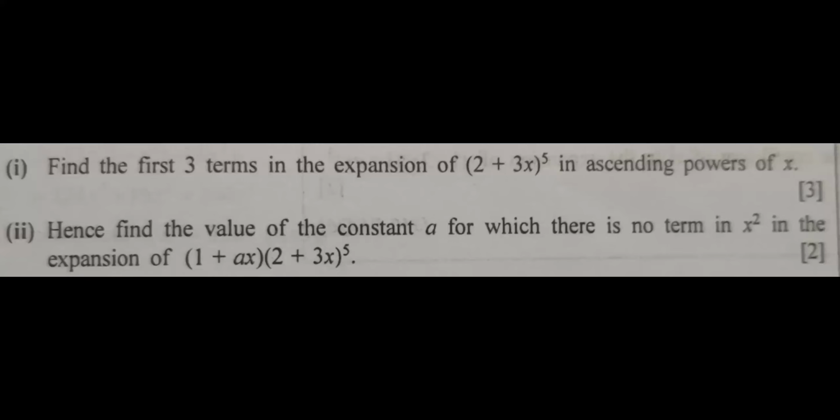2 plus 3x, all to the power 5. Find the expansion of it, and hence find the value of the constant a for which there are no terms in x squared in the expansion of (1 plus ax) into (2 plus 3x) to the power 5. So x squared has no terms, right?